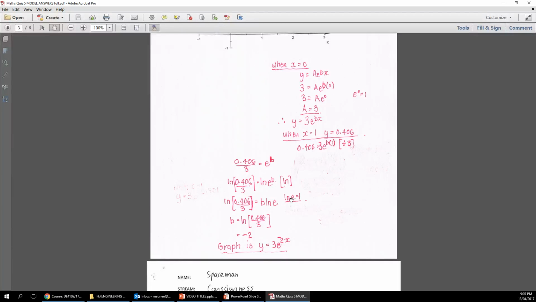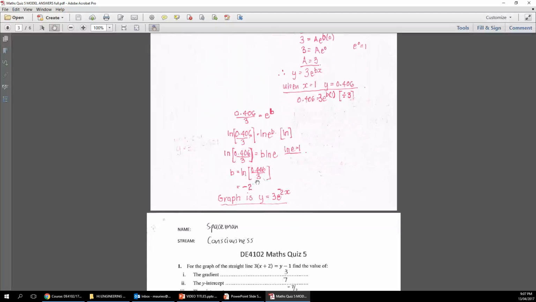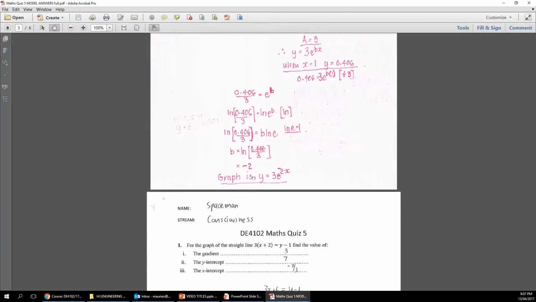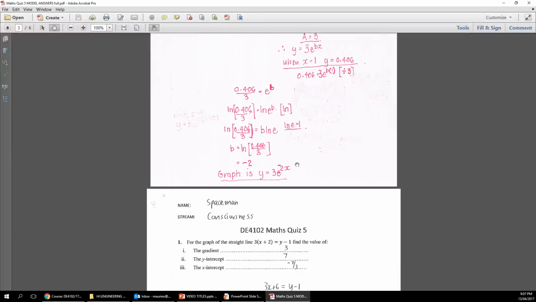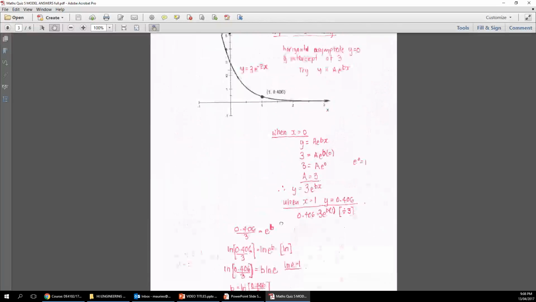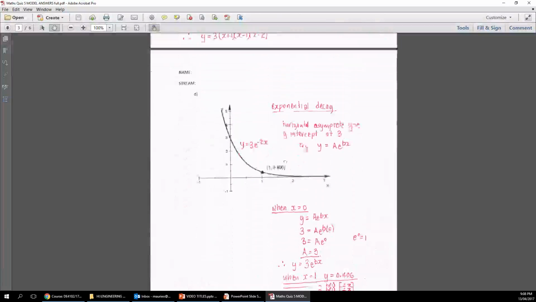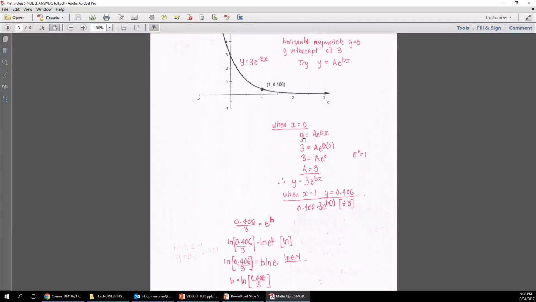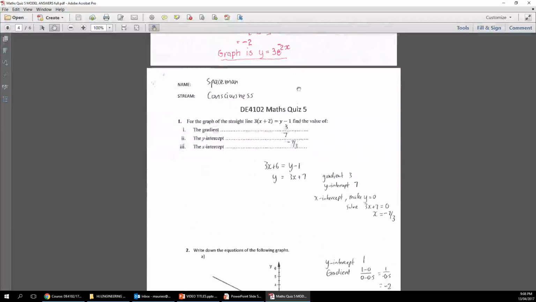Log e to the base e is 1. So b equals log of 0.406 over 3, which, as it turns out, is actually negative 2. So the graph is y equals 3e to the power of negative 2x. So that's a bit of a harder one, but all the information is there. The actual concepts themselves are quite simple, provided you put them together.